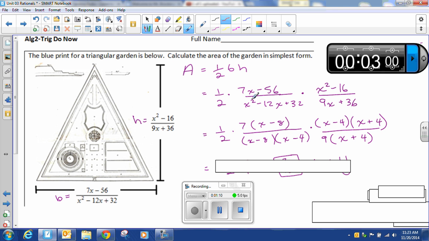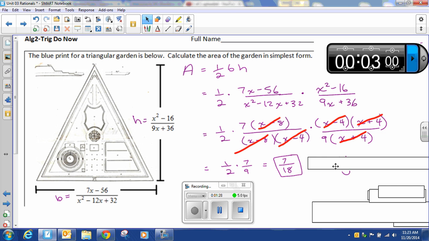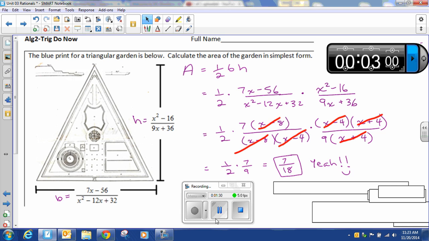Now let's go through and cancel. X minus 8 cancels x minus 8. X minus 4 cancels the x minus 4. X plus 4 cancels the x plus 4. And we are left with 1/2 times 7/9, which is 7/18.